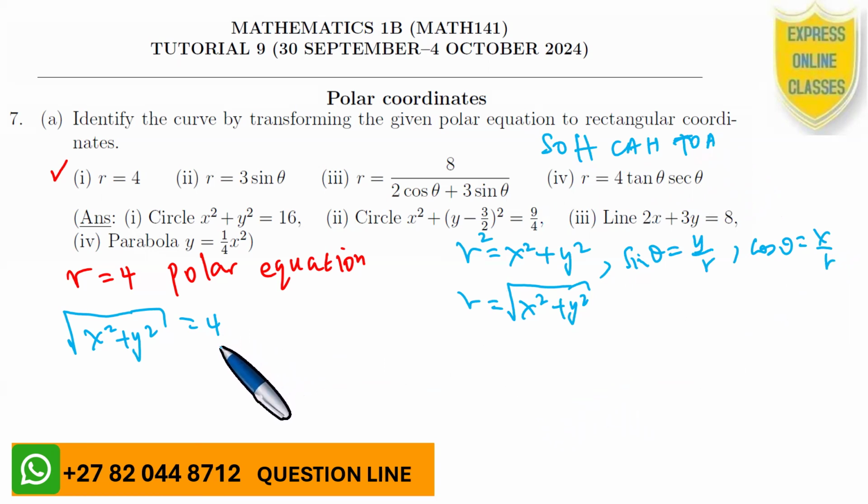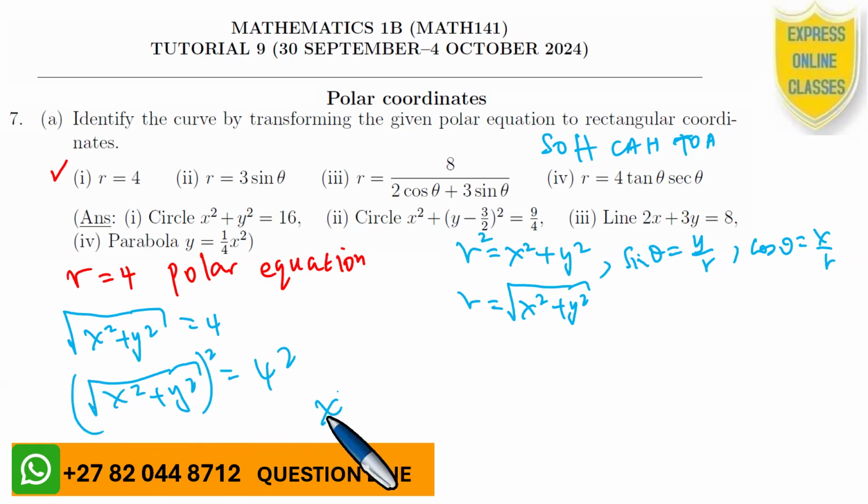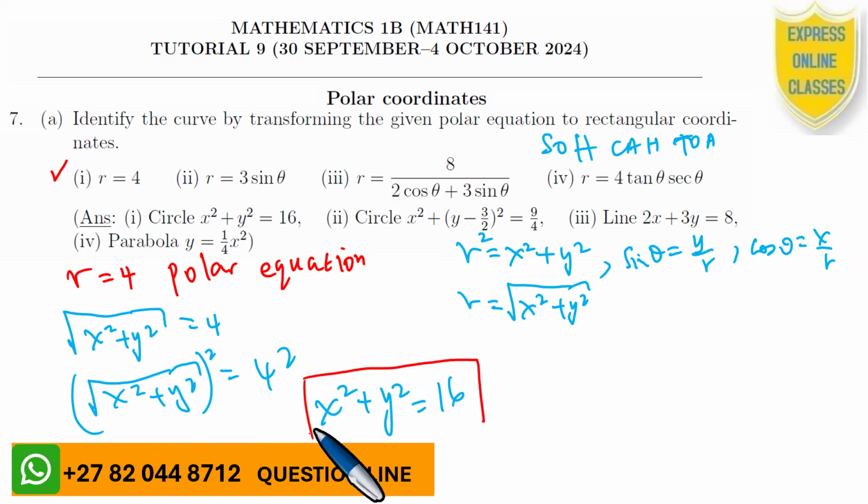And hence, when we have this, we can square both sides, with x squared plus y squared. Which means x squared plus y squared is actually 4 squared, and 4 squared is 16, and this is the correct answer. Any question about this? So we've been able to convert a polar equation r equals 4 to a rectangular equation.